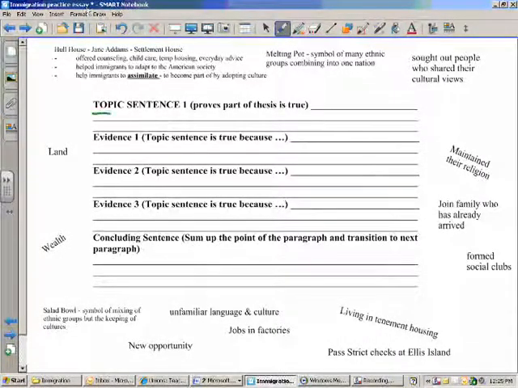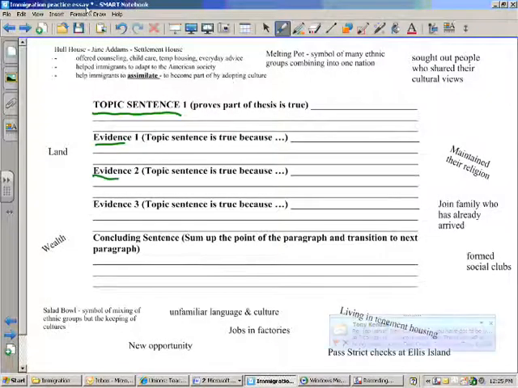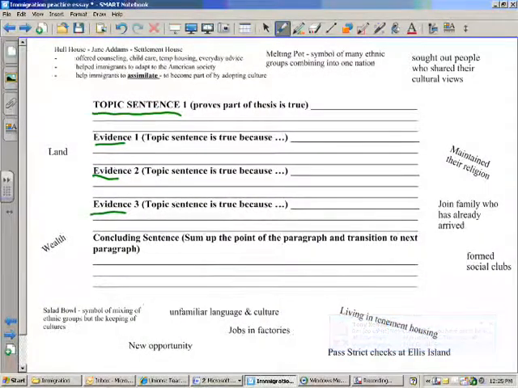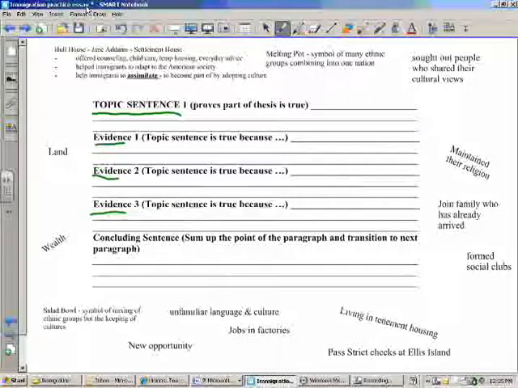Then it says, okay, fine. I've told you what I'm going to talk about in the topic sentence. Now I'm going to give you 1, 2, 3, or more facts, details to the story so that you understand why this is true. I can't just say it's true. I've got to actually show you why it's true.